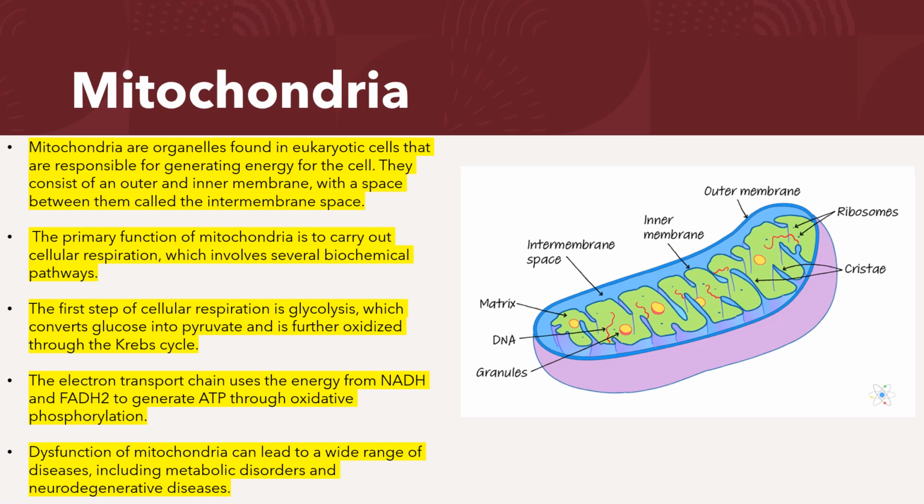The primary function of mitochondria is to carry out cellular respiration, which is the process by which cells generate energy from nutrients in the presence of oxygen. This involves several complex biochemical pathways that take place in the different compartments of the mitochondria.